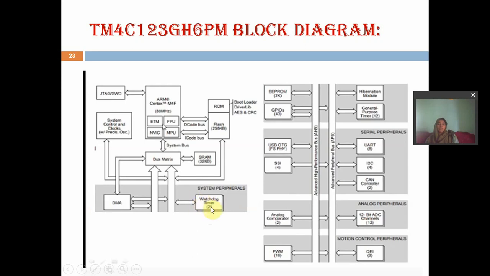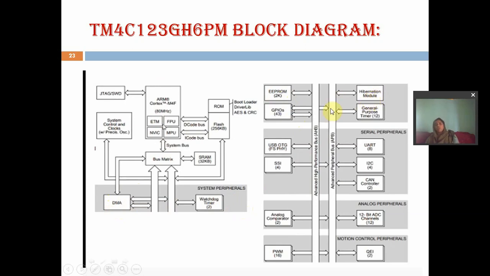Mainly the watchdog is a hardware circuit which continuously monitors the software program, and if any block is in a hang state, it will reset that block. DMA, direct memory access: whenever we want to access memory, without the CPU we can access the memory with the help of DMA. And EEPROM, electrically erasable PROM, with a size of 2K.